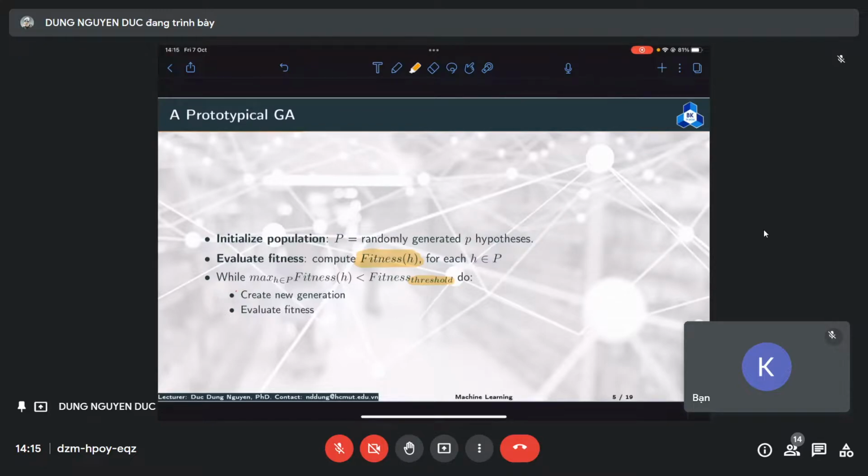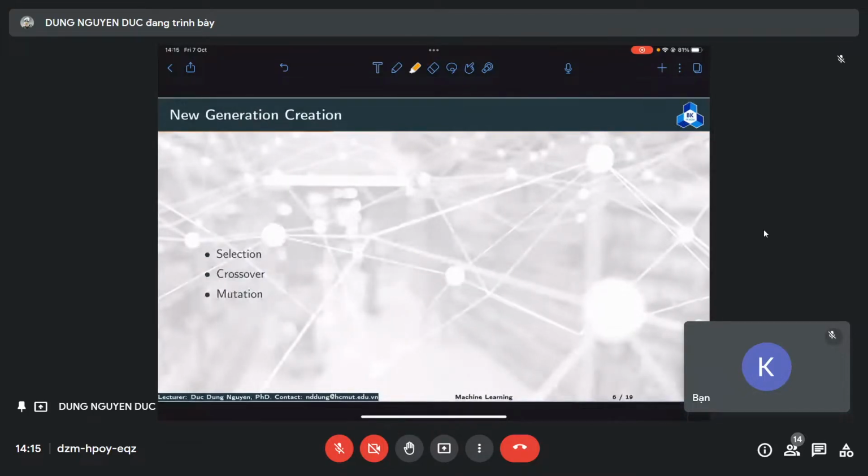Very simple, right? So I guess everyone can do this, and well, we have to talk about how we create a new generation in general. So in order to create a new generation, you need some sort of algorithms. So we have mentioned here three algorithms, three basic ones. First, selection. Second, crossover. Third, mutation. Those are the three basic ones. Now let's talk about the first one, selection.